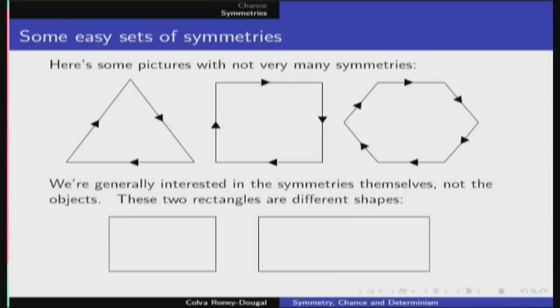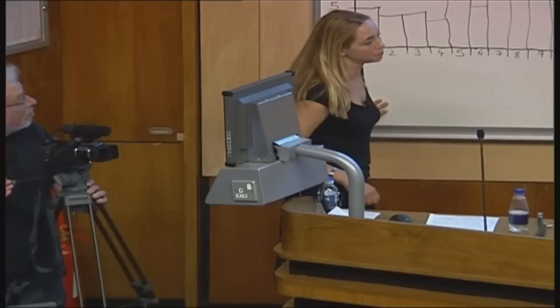So here, for your delectation and delight, are 2 different rectangles I've drawn. You can probably see that one of them is somewhat longer than the other one. But in both cases, what have they got? I can reflect them horizontally, I can reflect them vertically, or I can do a combination of a horizontal and vertical flip, which is the same as rotating them around by 180 degrees. Both of them have exactly the same set of symmetries. So as far as this talk's concerned, I don't want to worry about the difference between those 2 rectangles.